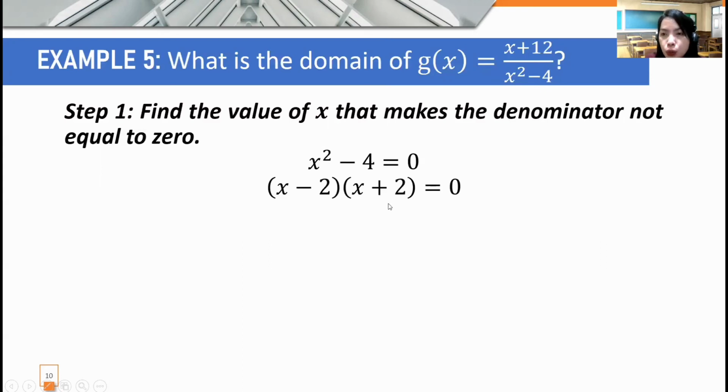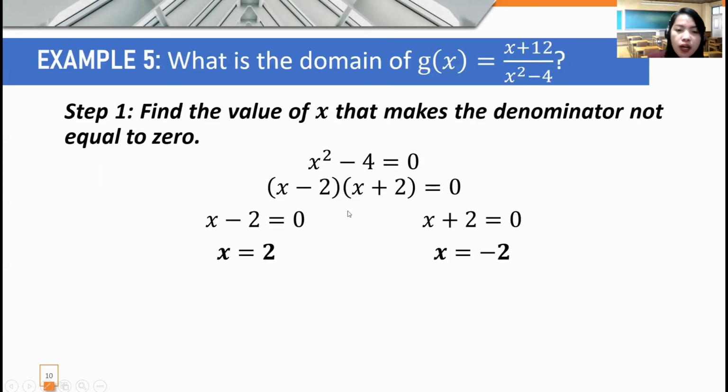We have two values of x here. The first one is positive 2, and then the second one is negative 2. Ito yung magiging restriction sa domain. Bawal maging value ng x ang positive 2 at negative 2.